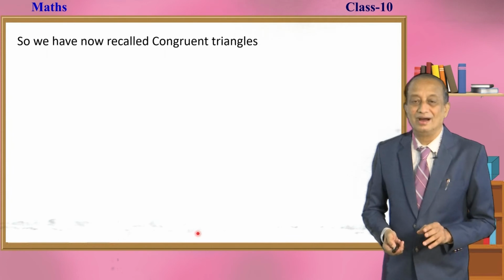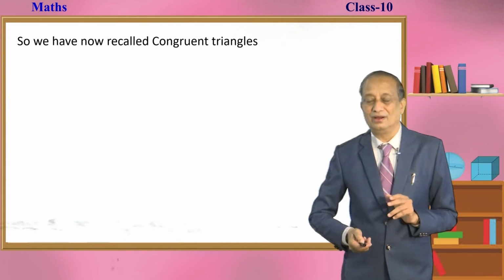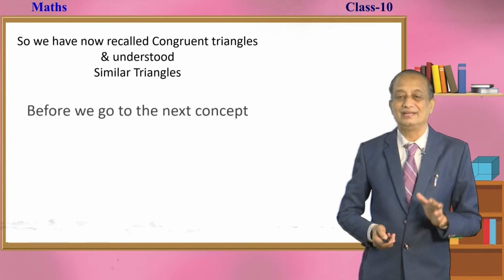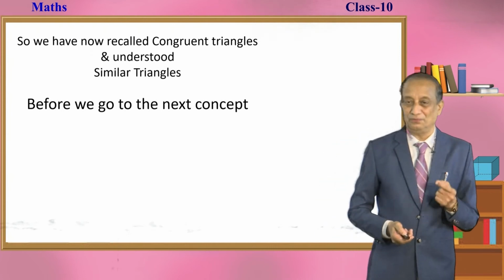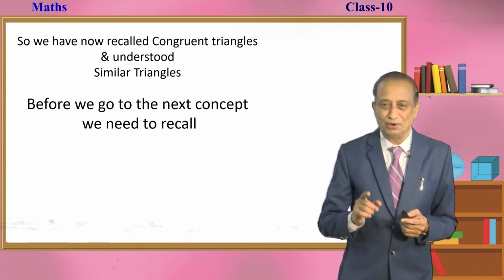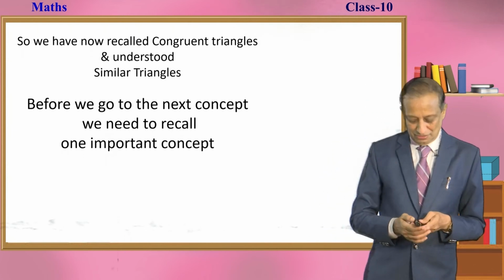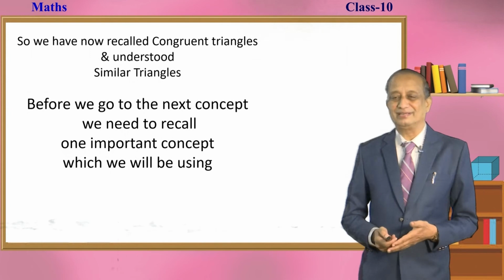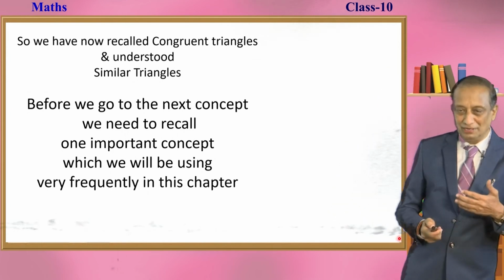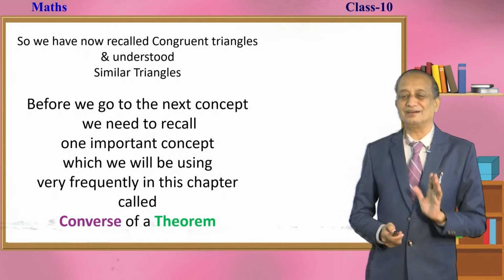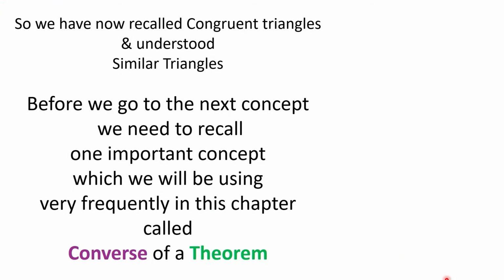Okay. See, we have now recalled congruent triangles which are studied in 8th standard, and try to understand similar triangles. Before we go to the next important concept, children, we need to recall one more important concept, which is required to understand this chapter thoroughly. We are going to use it very frequently in this chapter, and it is the converse of a theorem, which is equally important for our future understanding.